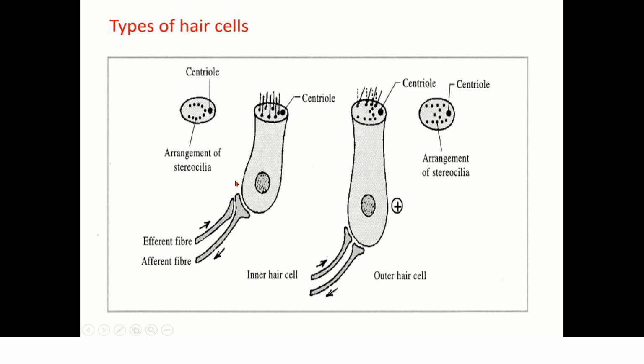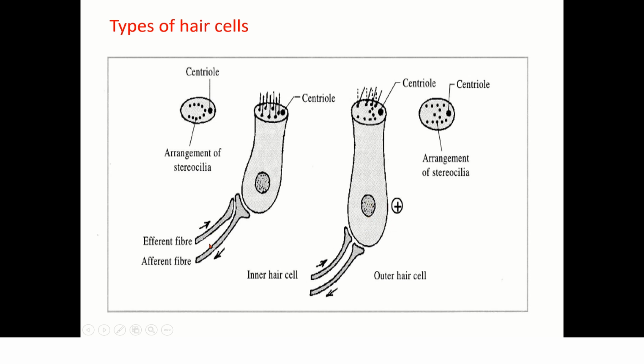Here you can see the type 1 and type 2 hair cells. In type 1 hair cells, the afferent fiber is directly in contact with the hair cell, whereas the efferent fiber is synapsing with the afferent fiber. So the efferent fiber is modulating the impulse traveling through the afferent fiber. But in type 2 hair cells, you can see both afferent and efferent fibers are in direct contact with the hair cell, so both fibers are directly modulating the stimulation of the hair cells. When both fibers are in direct contact with the hair cell, we call it a type 2 sensory cell.